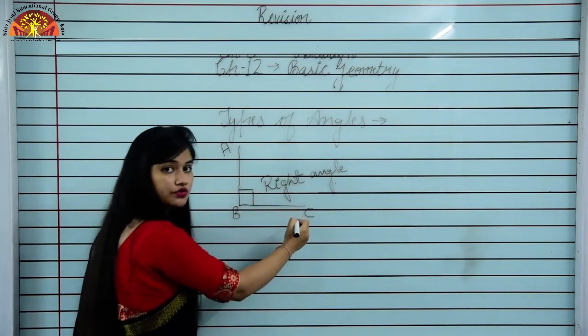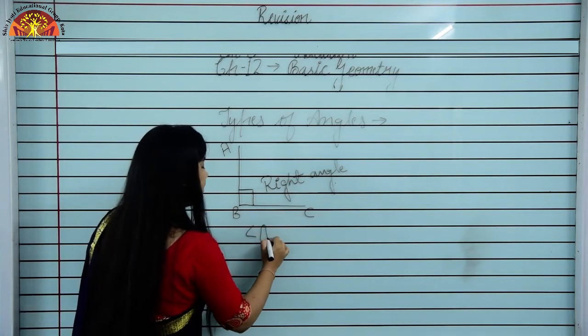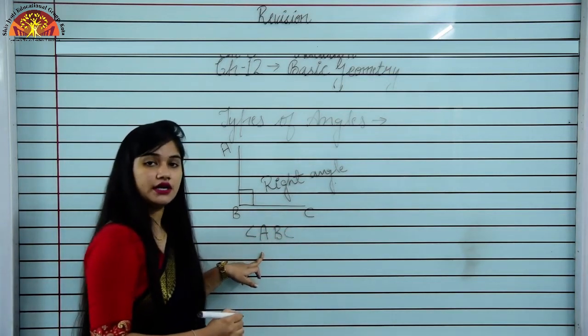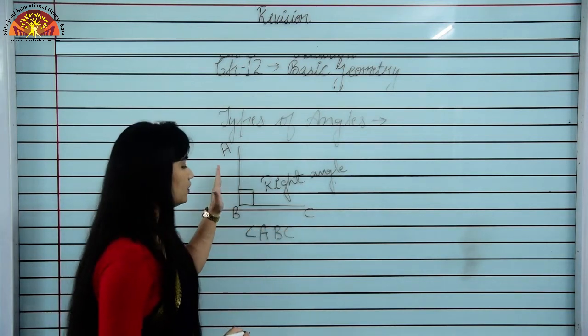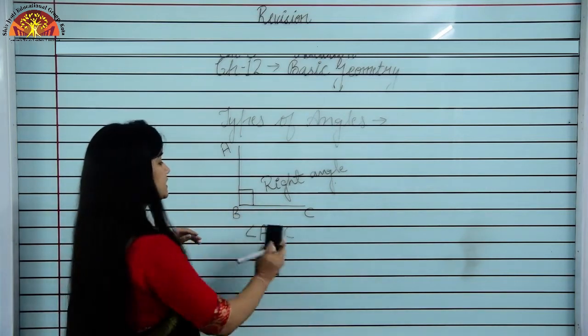This angle is called right angle और ये कितने डिग्री का है? 90 डिग्री. Angle ABC is a right angle. Understood, students? How we can form a right angle? By joining a horizontal or a vertical line. Now we see the next angle, student.